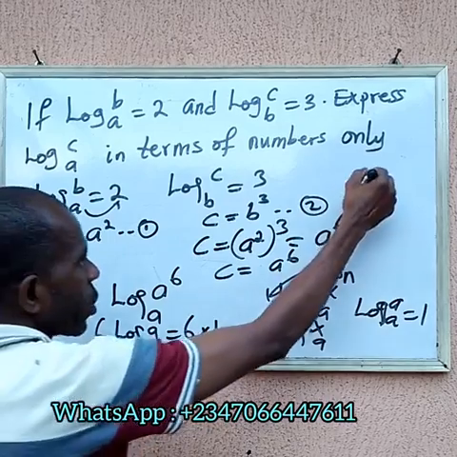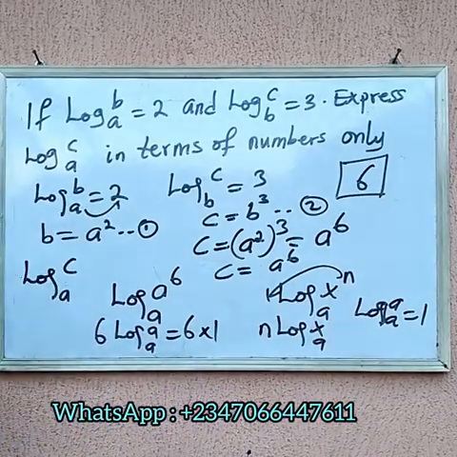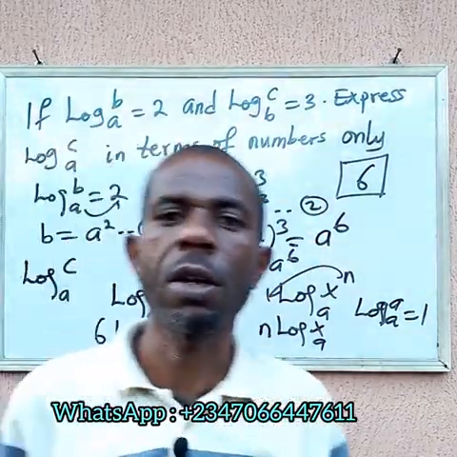So our final answer is 6. Expressing it in terms of number, log c to base a is equal to 6. That is the answer. Very easy as that.